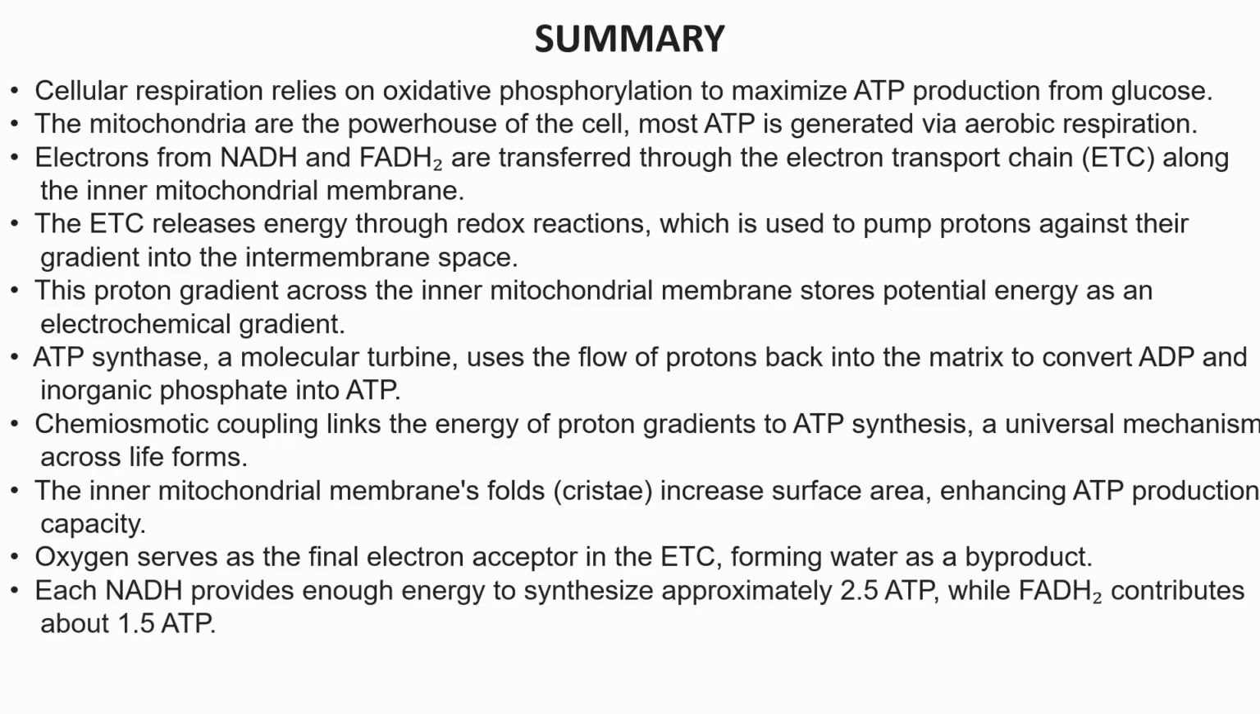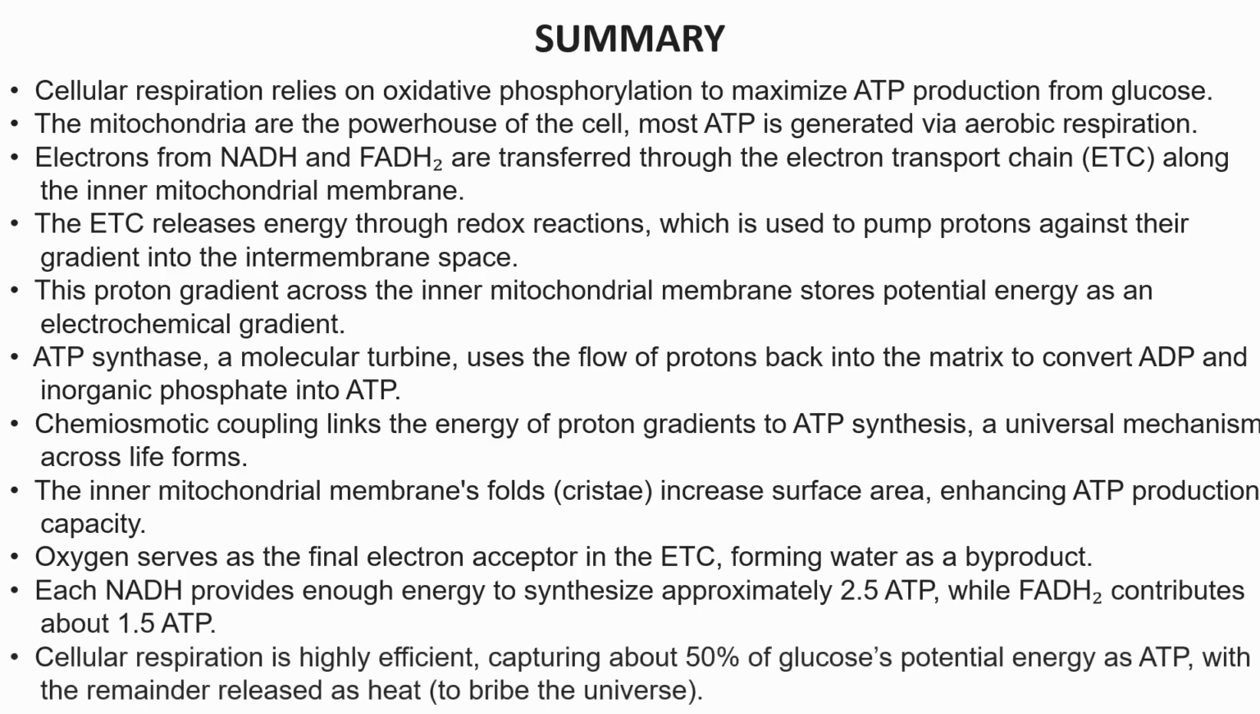Each reduced NADH provides enough energy to make about 2.5 ATPs. Each reduced FADH2 makes about 1.5 ATPs each, and that makes cellular respiration by far, hands down, unparalleled, the most highly efficient energy capturing mechanism we have out there. 50% of glucose's potential energy is converted directly into ATP, and the remainder is released as heat, why we run so hot, heat that bribes the universe by increasing the entropy in the world around us so that we can remain ordered within it. That's it for this video.